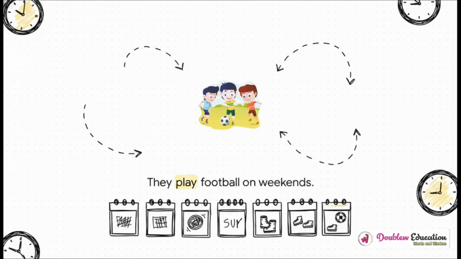For example, look at this. Rohan and his friends play football on weekends. Now, this doesn't mean they're playing right this very second. It means it's a habit, something they do regularly, every weekend. That's a perfect example of the simple present tense in action.